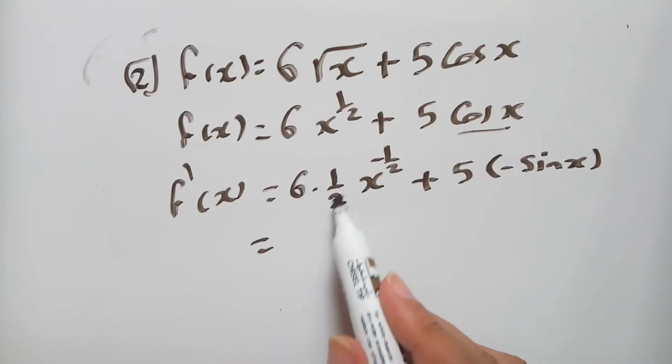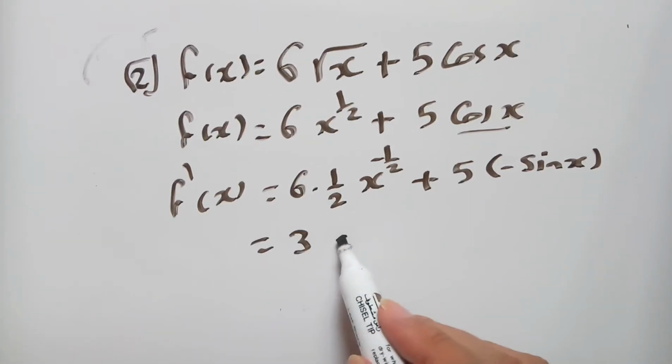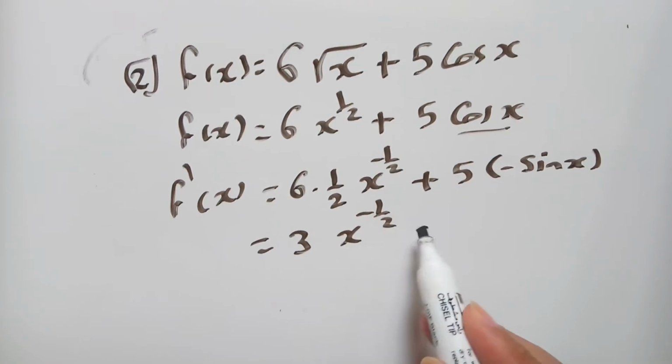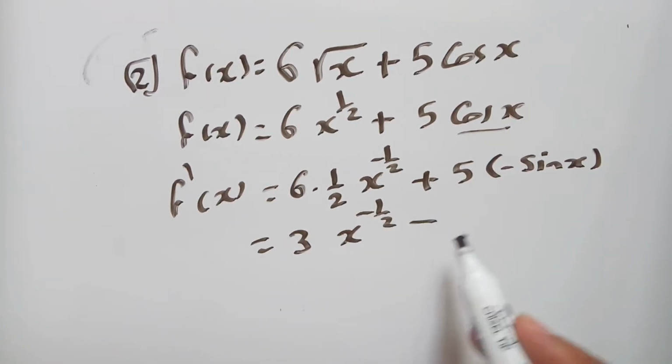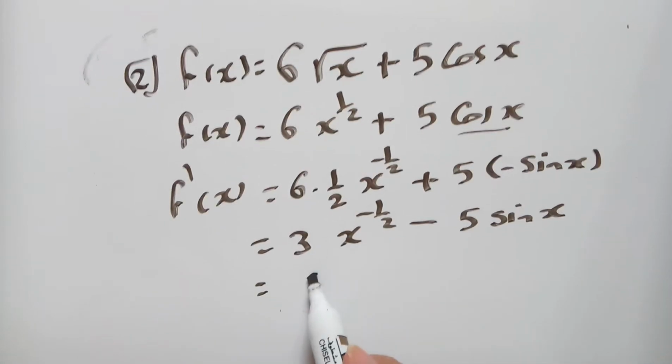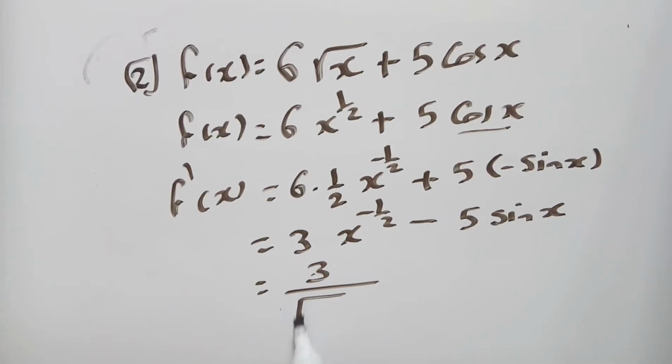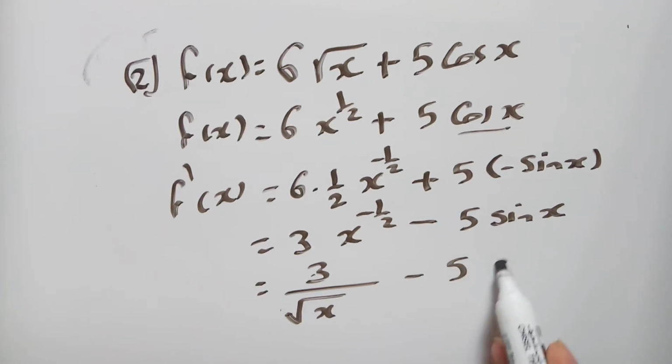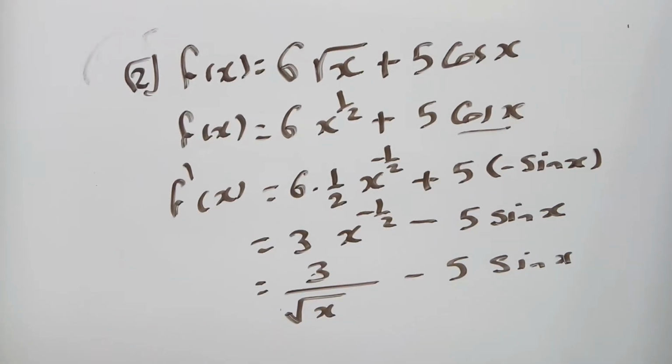Then simplify, 6 multiplied by half, it will be 3 x to the power negative half, positive multiplied by negative, it will be negative 5 sine x. Then x to the power negative half, you can rewrite it as 3 over radical x minus 5 sine x.